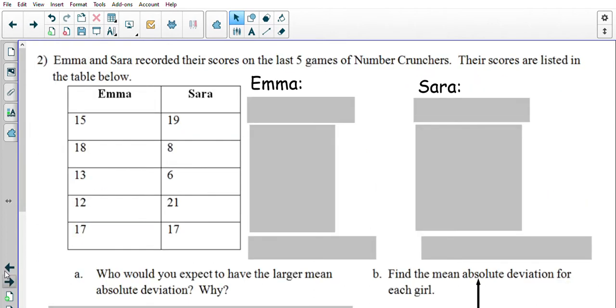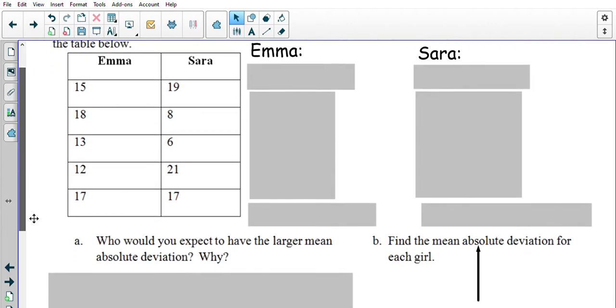Number 2, Emma and Sarah recorded their scores in the last 5 games of Number Crunchers. Their scores are listed in the table below. We've got Emma and we've got Sarah. Letter A is an analysis question before we go to do the mean absolute deviation for each person. Who would you expect to have the larger mean absolute deviation? Why?